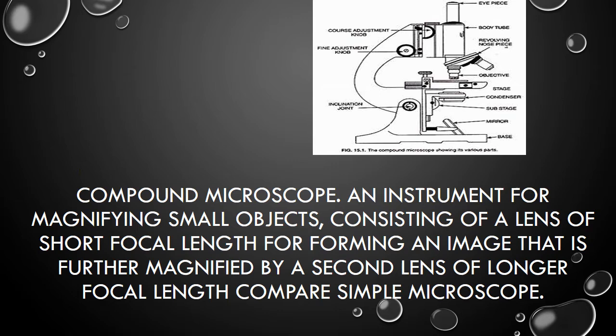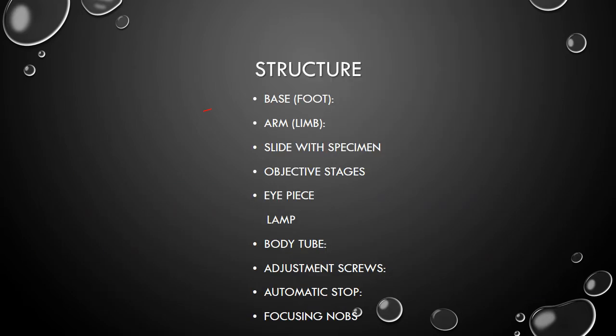It consists of two simple lenses. One is called the eyepiece, the other one is called the objective lens. There is a stage for the objective lens. There are more than one lens, and any one of them can be used. So, shortly, the structure consists of base, arm, slide with specimen, objective stages, eyepiece, lamp, body tube, adjustment screws, automatic stop and focusing knobs.